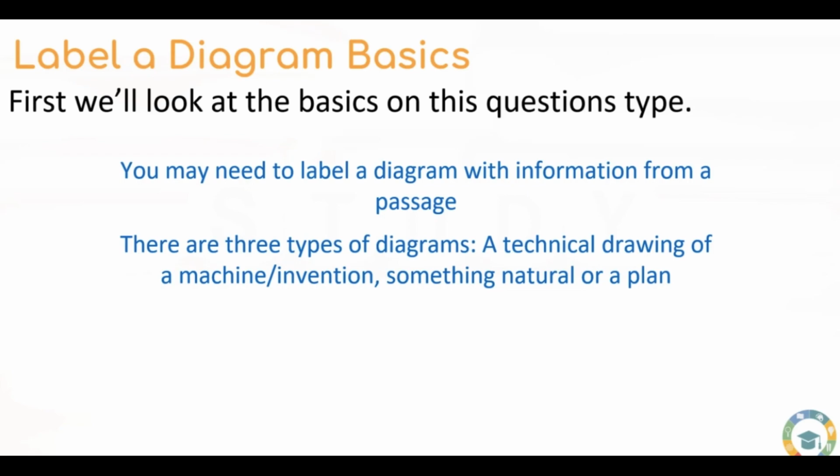There are 3 different types of diagrams that you could see. A technical drawing of a machine or invention, something natural, for example a plant or a tree, or a plan of something. Examples of a plan could be a town or a house. Now at this point it's important to say to you that your prior understanding of describing this diagram and the language used to describe it is completely unimportant.